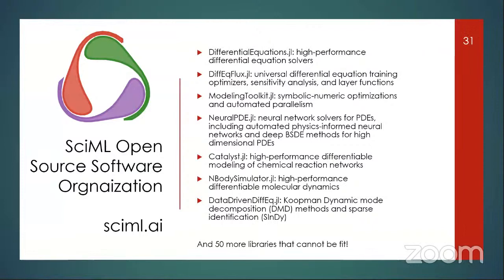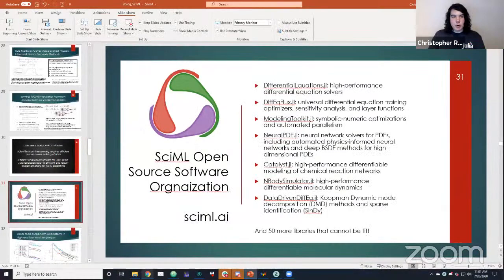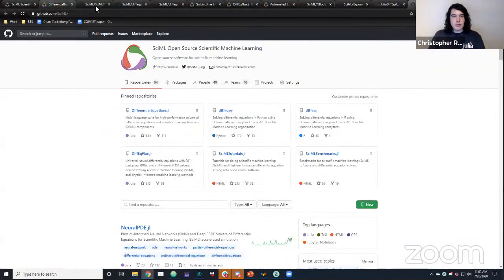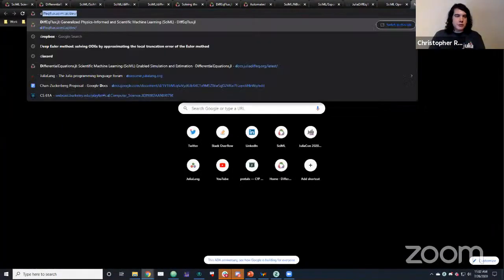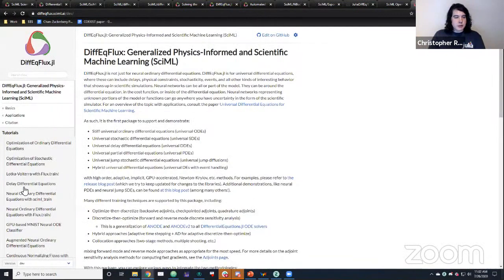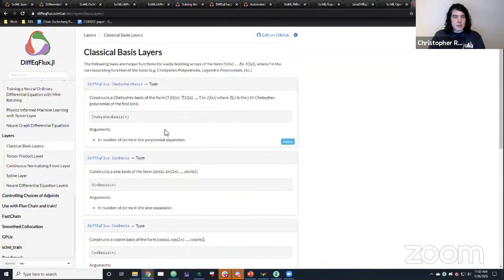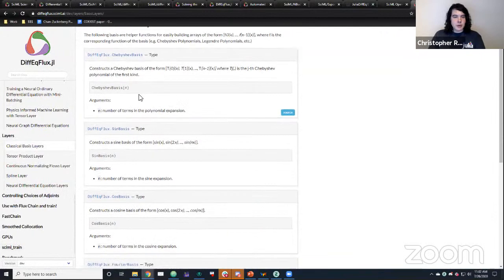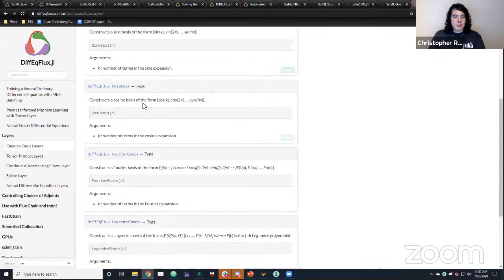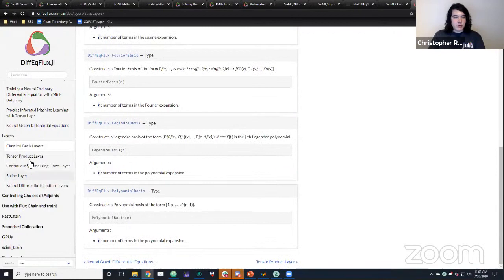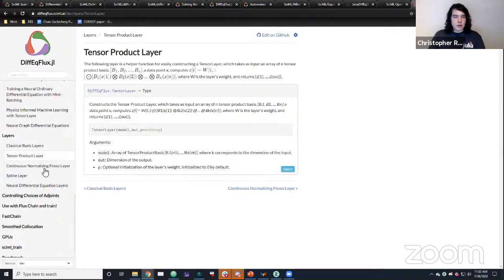Somebody's asking whether you could use other universal function approximators. Yes, you can utilize a lot of other universal function approximators. So I'm going to demonstrate just a small part of the DiffEqFlux library. If you go to the DiffEqFlux library, you can find tools like classical basis layers. So you can utilize function approximators like Chebyshev basis, sine basis, Fourier basis, Legendre basis. You can tensor product them together.